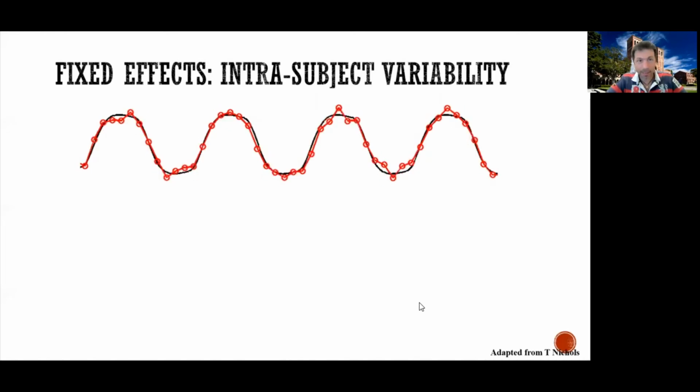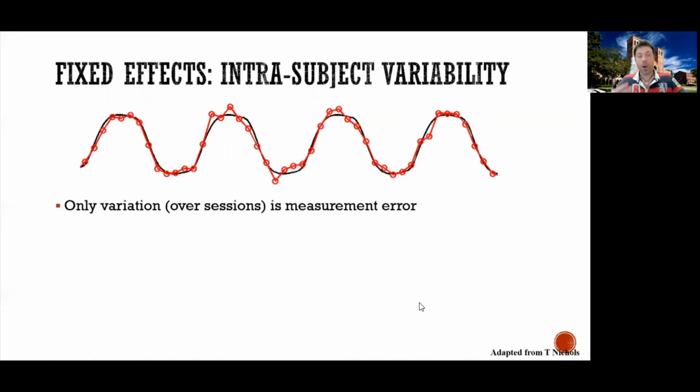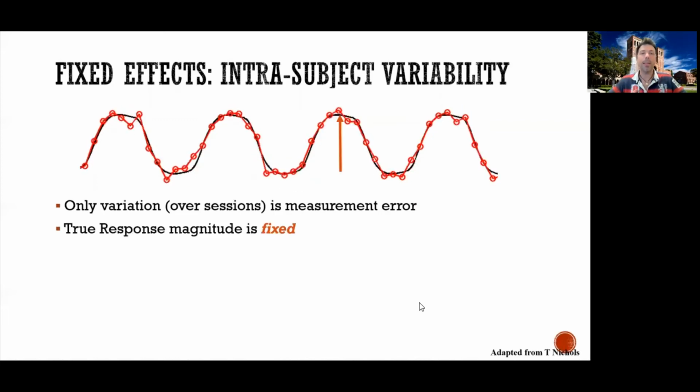the black line at each measurement. That's the only source of variance in this picture. So this represents a fixed effects analysis. The only variation is really measurement error. How well can you sample and capture the black line? Importantly, the response in and of itself, the black line, is considered to be fixed. That's why we call it a fixed effect. And I'll give another example of this a few slides down.